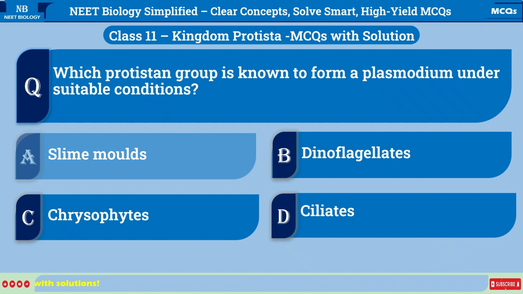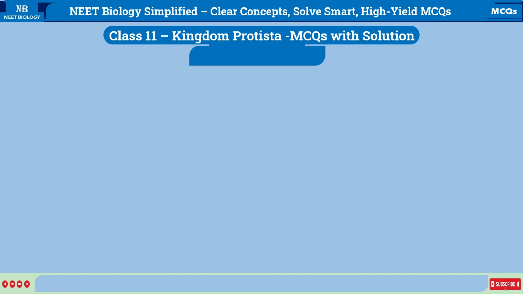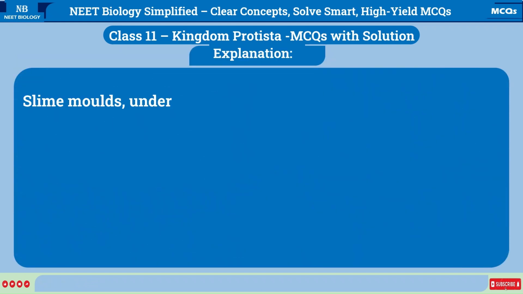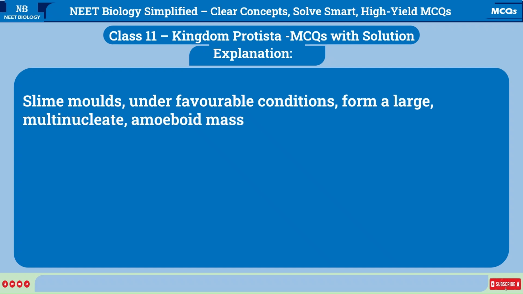Correct answer is A. Slime molds. Explanation: slime molds, under favorable conditions, form a large, multinucleate, amoeboid mass called a plasmodium, which moves over surfaces and feeds on organic matter.